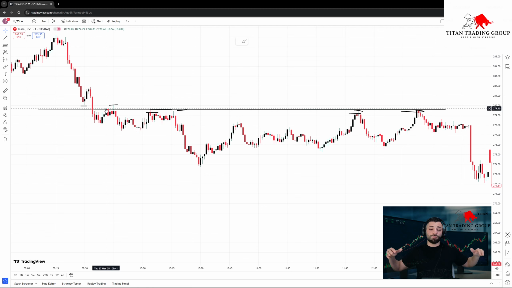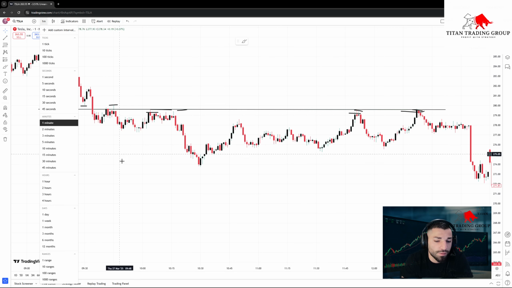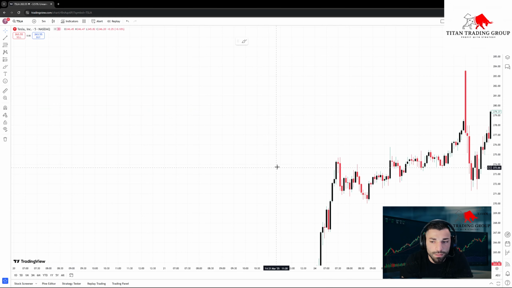So if I'm on the second floor and I fall through the floor and end up on the first floor, now the second floor is my resistance area, okay? So now we have a clear resistance area. And if we look at a different time frame, what time is it? 10:15. We look at the 5 minutes.